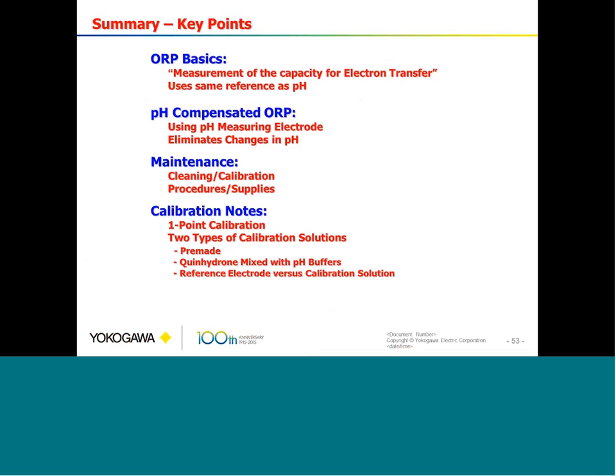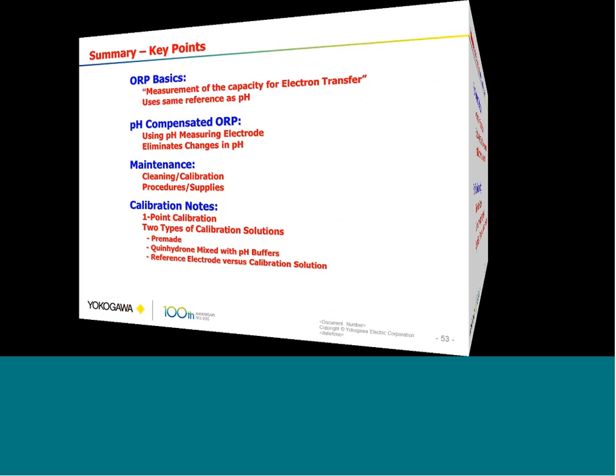All right, we're getting there, guys. So basically, we've talked about the capacity for electron transfer, for redox, ORP. We talked about pH compensated ORP, which is a unique way to use it. Calibration, cleaning, that it's a one-point calibration, and there are those two types of solutions, either pre-made or the ones you make yourself.